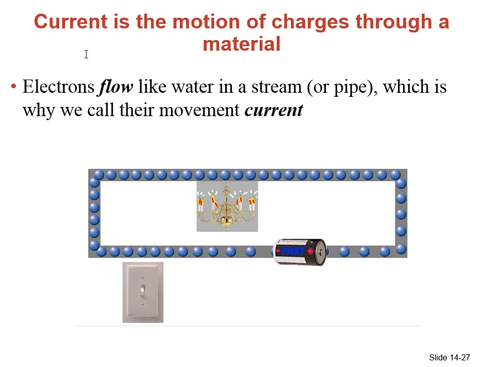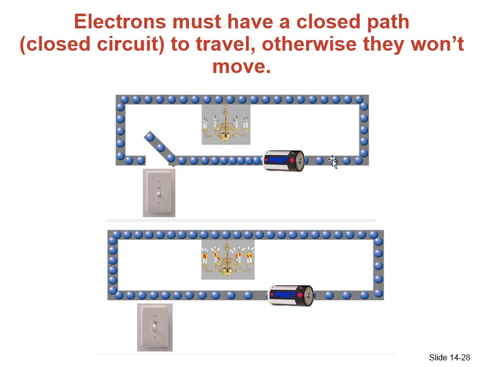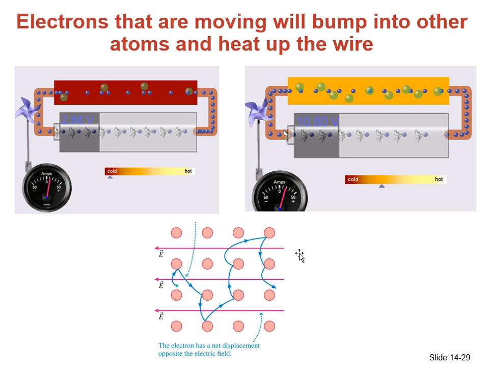Talking about current, several big picture things. First, current is the motion of charges through a material. They flow like water in a stream or in a pipe, which is why we call the movement of electrons or charges current. Electrons must have a closed path or a closed circuit, otherwise they won't move. So if you've got some sort of break, they can't make that jump, so they'll just all stay there. They actually will travel if you have a closed loop, and you can see the lamp there turns on.